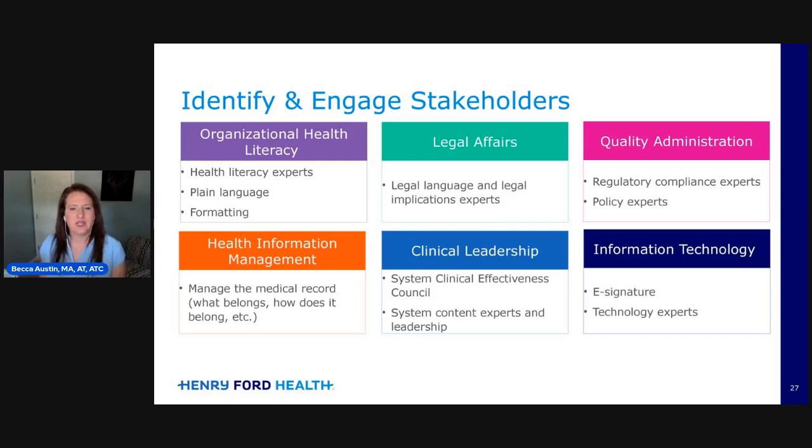And then information technology, these are our e-signature technology experts. They're the ones on the back end that help us build our forms into Epic, which is the patient electronic medical record that we use at Henry Ford. They're the ones that can help us build it in on the back end. Similarly, they didn't need to be overly involved from the start, but they did get more involved as we were developing everything moving forward.